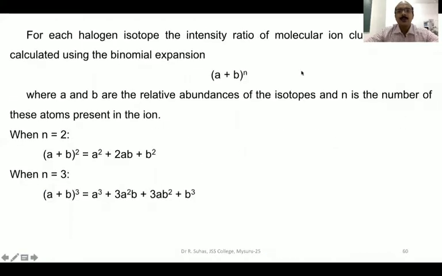So now we have to go for some expression, we will see. For each halogen isotope, the intensity ratio of molecular ion clusters may be calculated by the binomial expression, the same thing, (A + B) to the power of n.